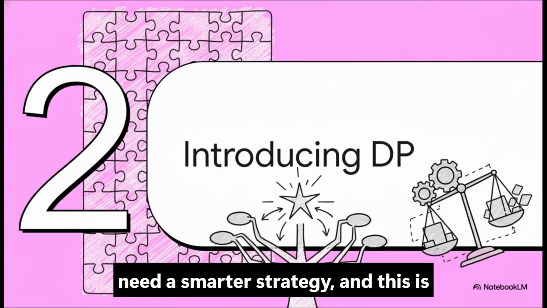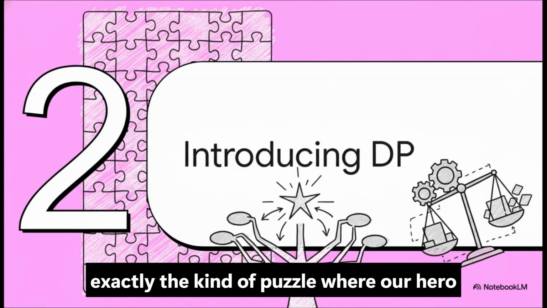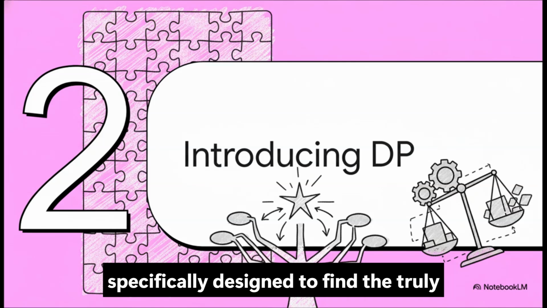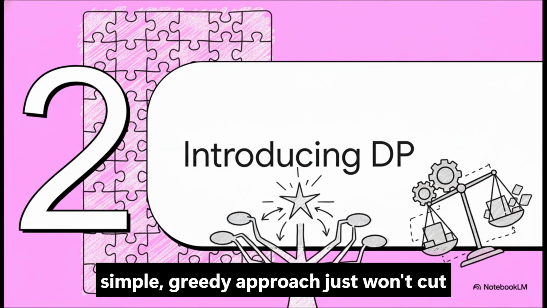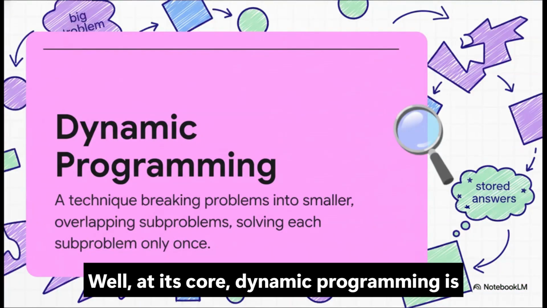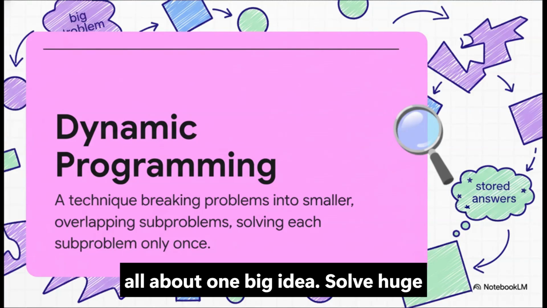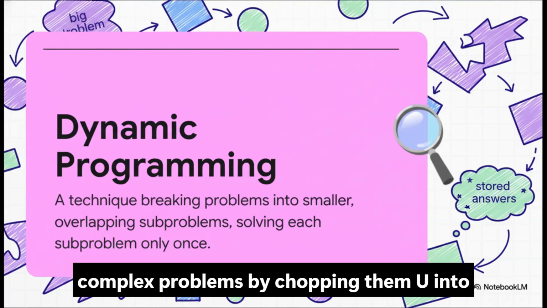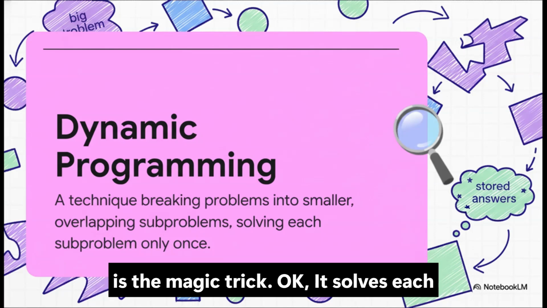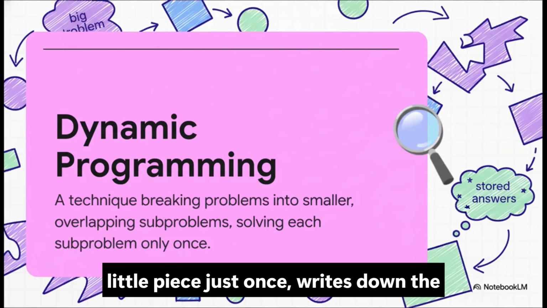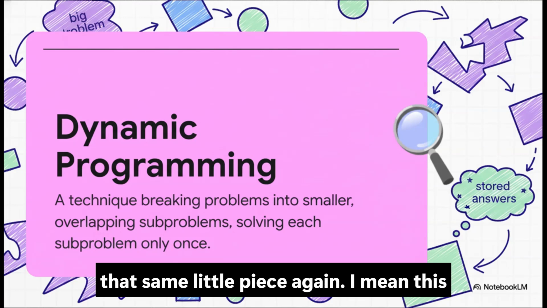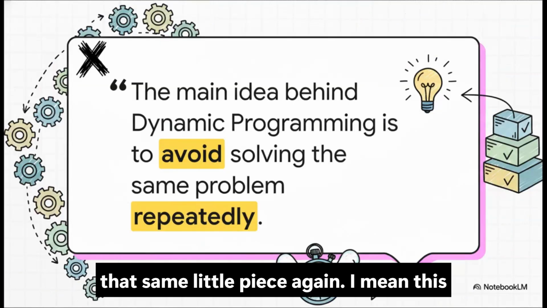And this is exactly the kind of puzzle where our hero, dynamic programming, or DP for short, comes in and shines. It's a technique specifically designed to find the truly best solution, especially when a simple greedy approach just won't cut it. So what the heck is it? Well, at its core, dynamic programming is all about one big idea: solve huge, complex problems by chopping them up into smaller, more manageable pieces. And this is the magic trick, okay? It solves each little piece just once, writes down the answer, and never, ever has to figure out that same little piece again.